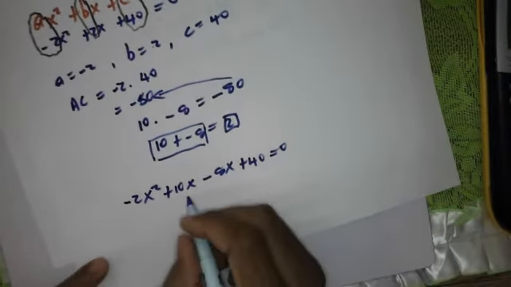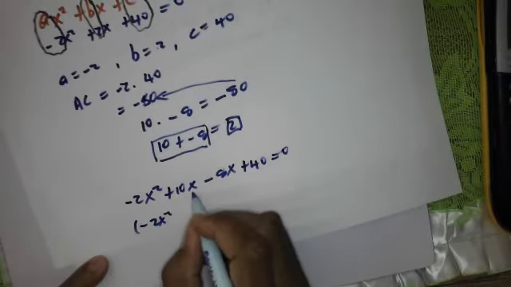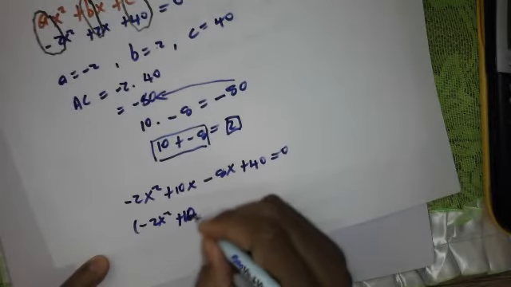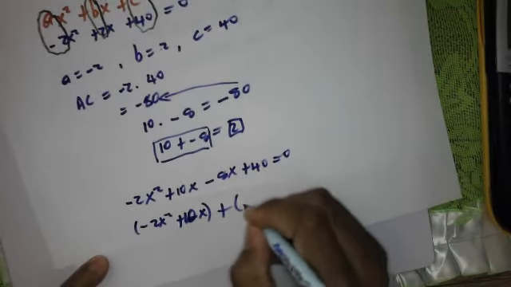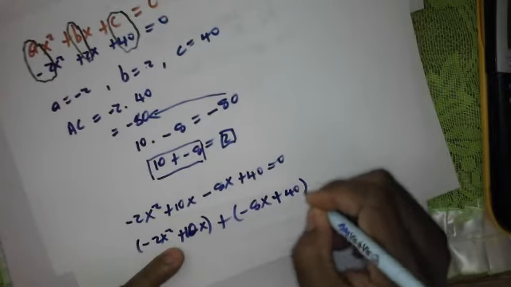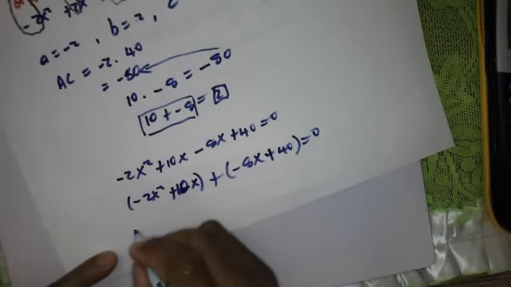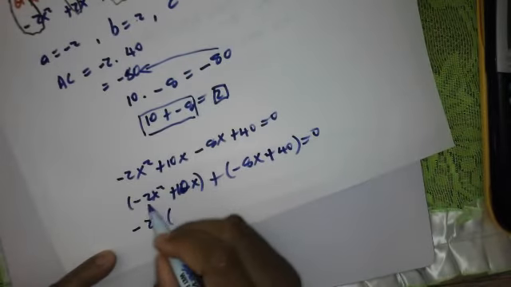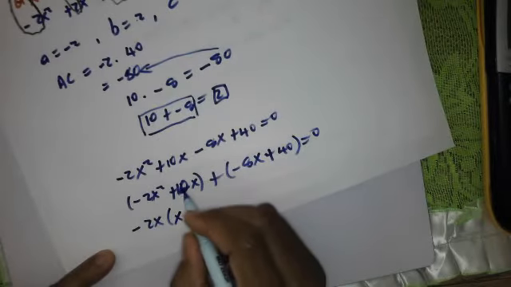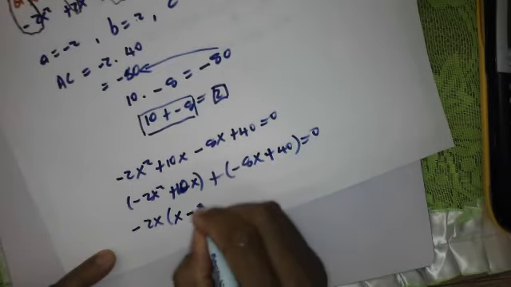And then I group my first two. So I have negative 2x squared, these first two terms, I group them, plus 10x plus negative 8x plus 40 equals 0. Okay, my greatest common factor here would be negative 2x. Negative 2x squared divided by negative 2x, that is just x. Positive 10x divided by negative 2x, that would be negative 5.